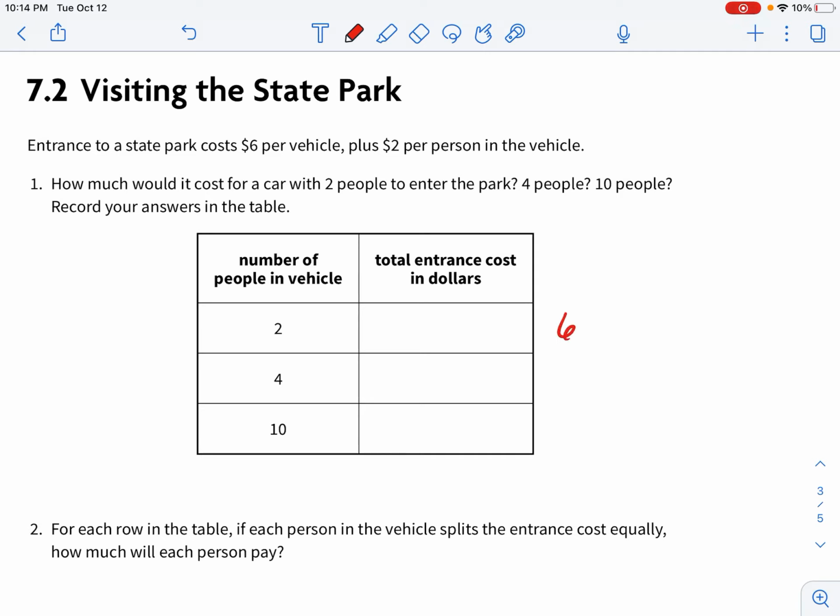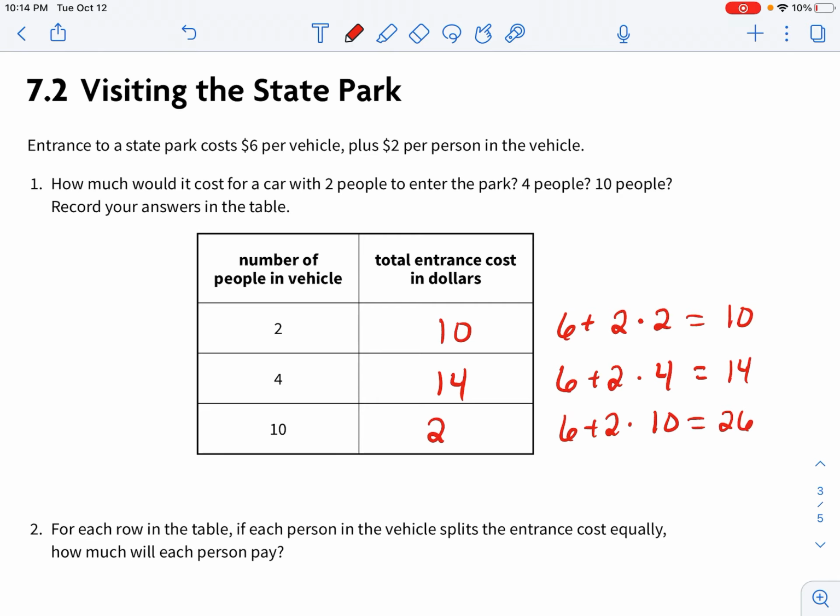So we know that it's 6 plus 2 times the number of people. So in this case, it's 2. That's going to equal, so 4 plus 6, which is 10. 6 plus 2 times, now there's 4 people, which equals 8 plus 6, which is 14. And then 6 plus 2 times 10 equals 26.